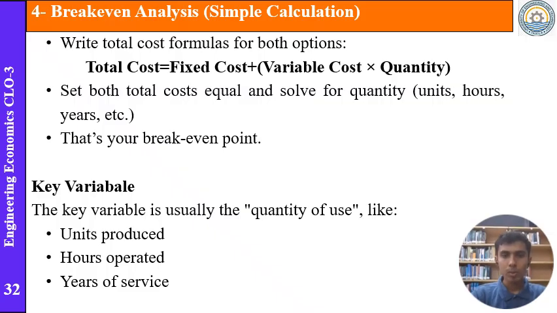So here is the formula for calculating the total cost of the project. It is the fixed cost plus variable cost times quantity. Here the quantity is basically the key variable. It means, for example, if a machine is producing some kind of units, then how many units it is producing, how many hours it is operated, and for how many years it is in service. So these are the factors that influence the break-even analysis.